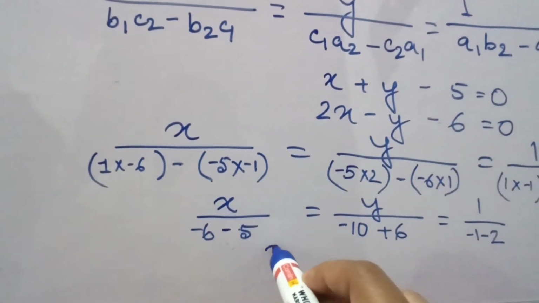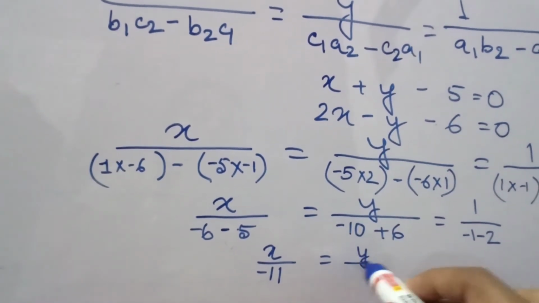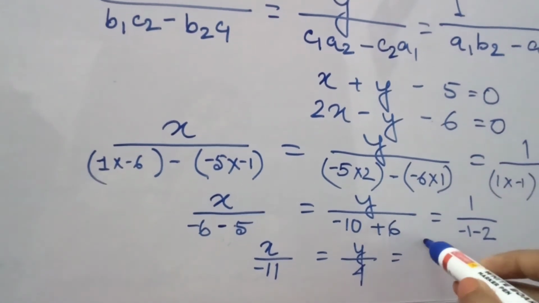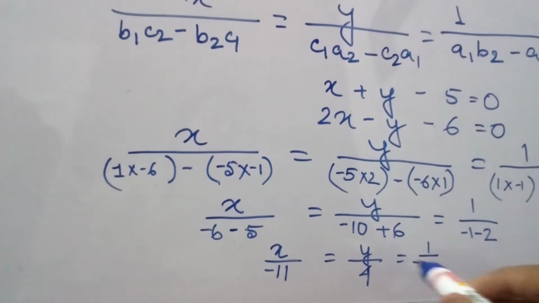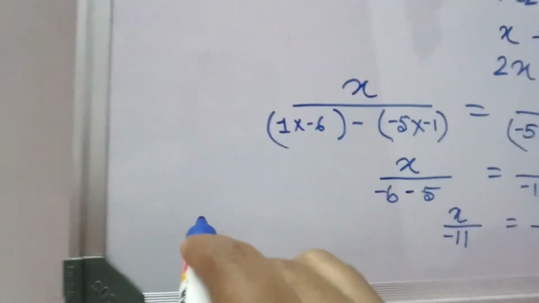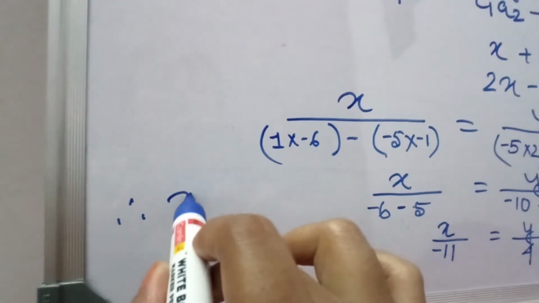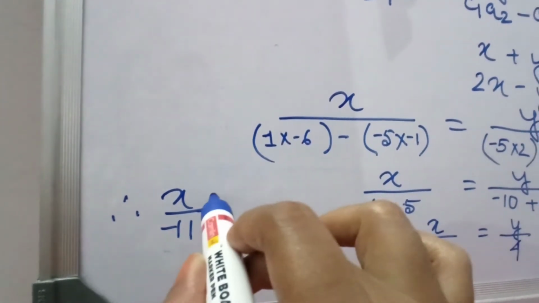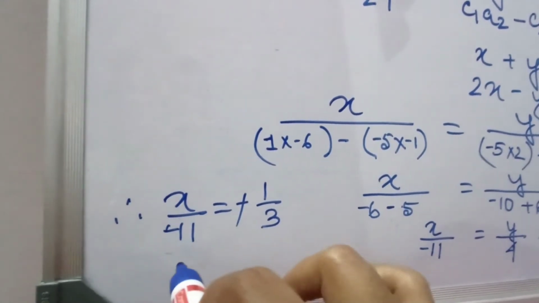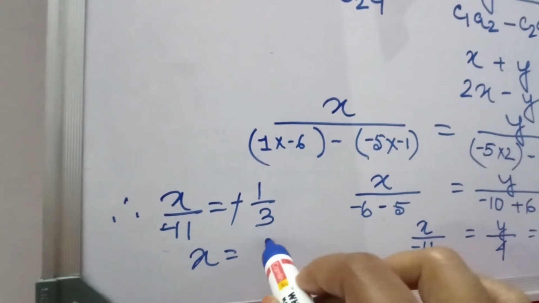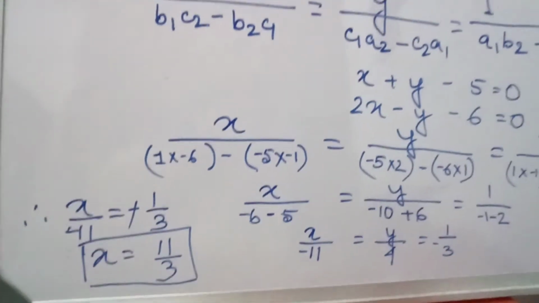So what is my answer then? X by minus 11, y by 4, 1 by minus 3. So from here we can say what is the value of x? X by minus 11 is equal to minus 1 by 3, or we can say x is equal to 11 by 3. This is the value of x.